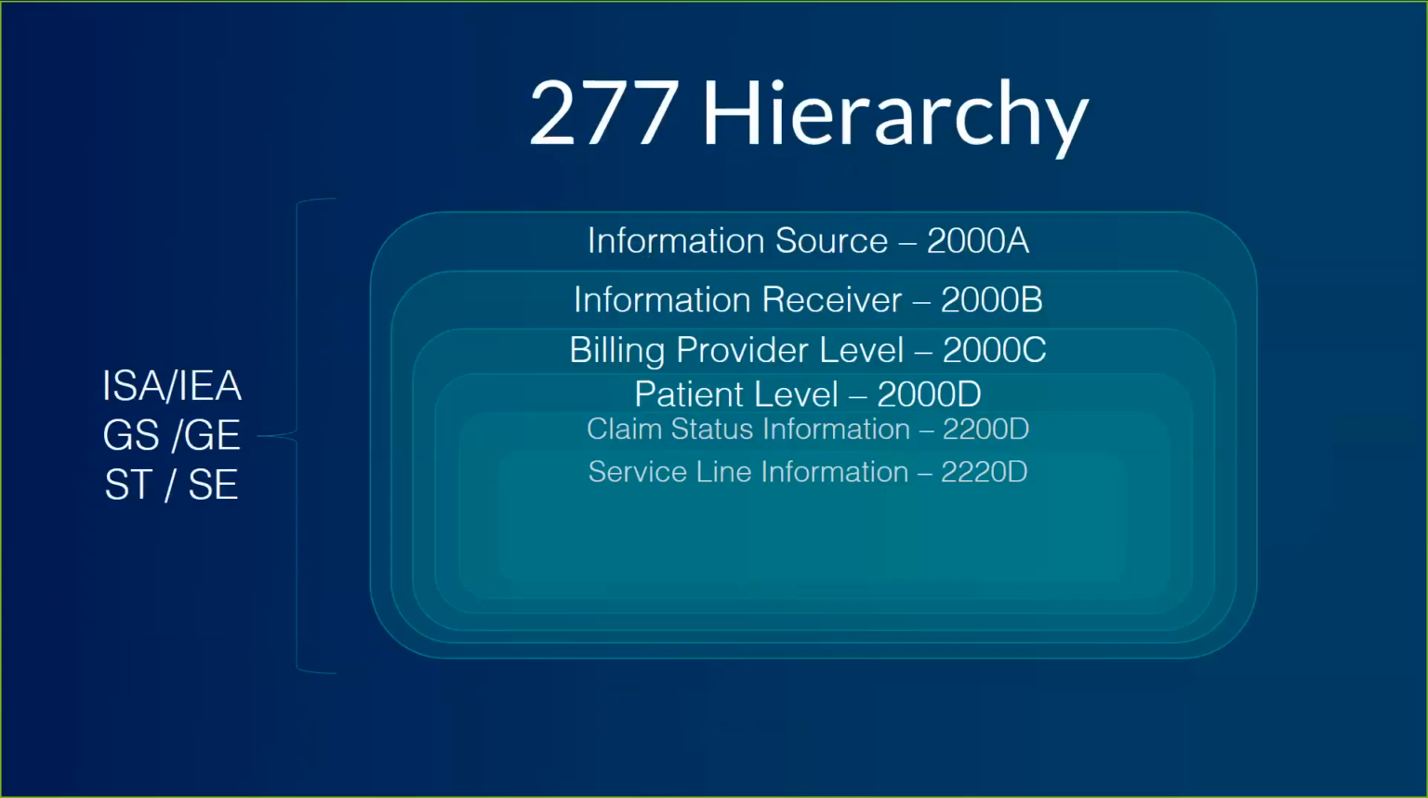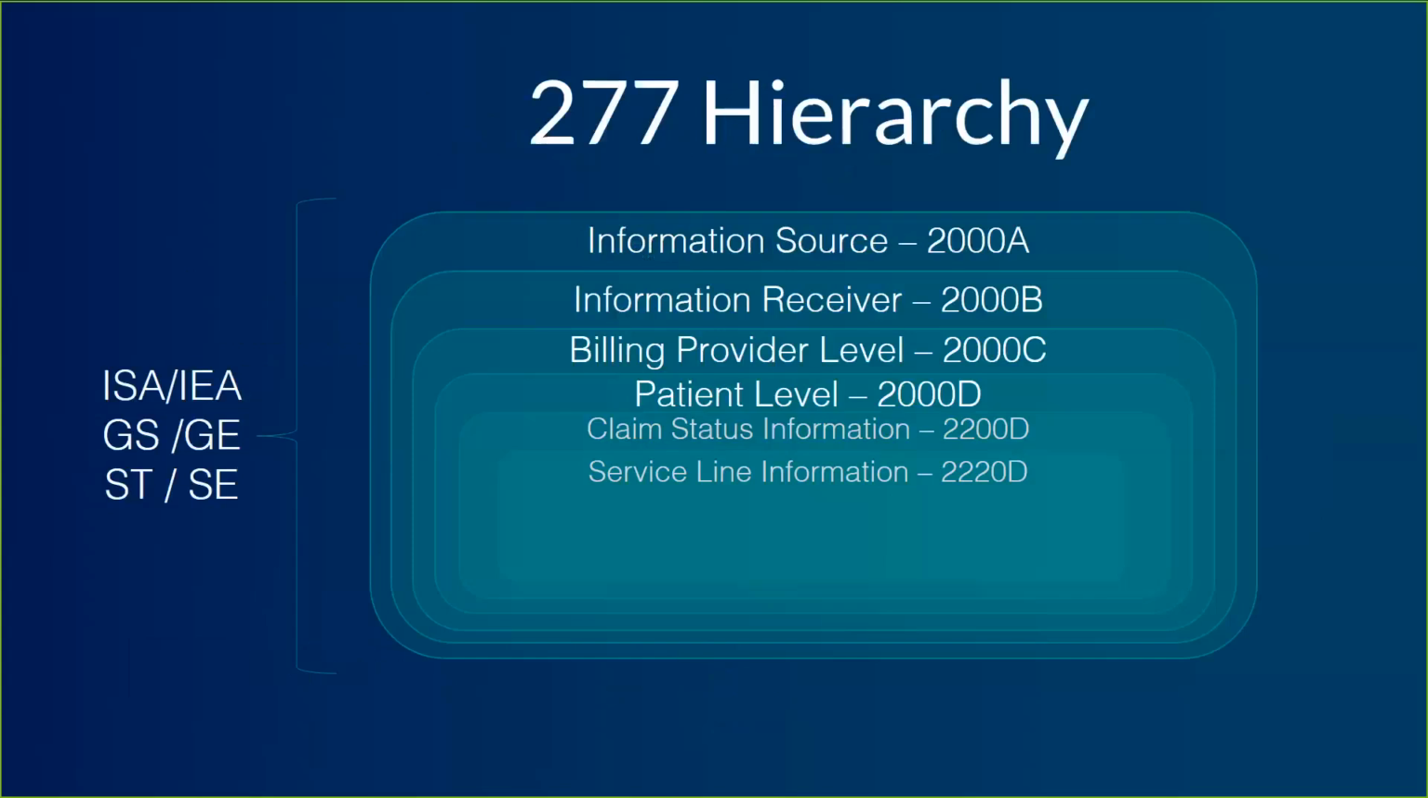Now, I've got the level numbers off here to the right, and you'll see here they all begin with 2000. It's really going to be the letter at the end that will differentiate which one is which. Inside of the patient level, we have 2 loops that are important enough that I wanted to call them out. Some of them are situational, just kind of depends on how the file is created and what kinds of errors might be present. But just so you know, claim status information does come above service line information.